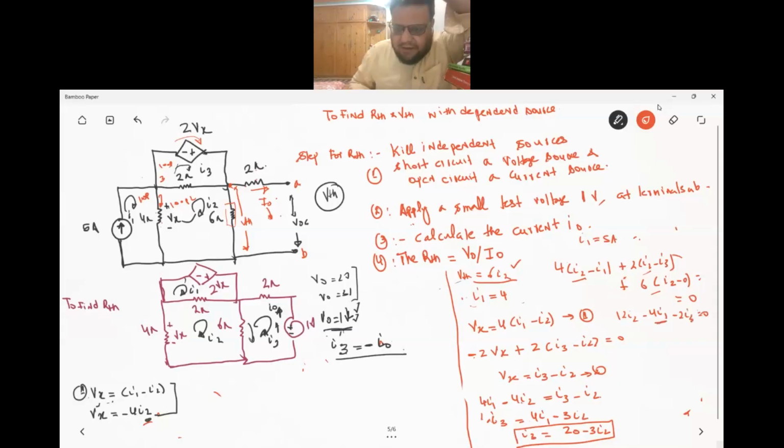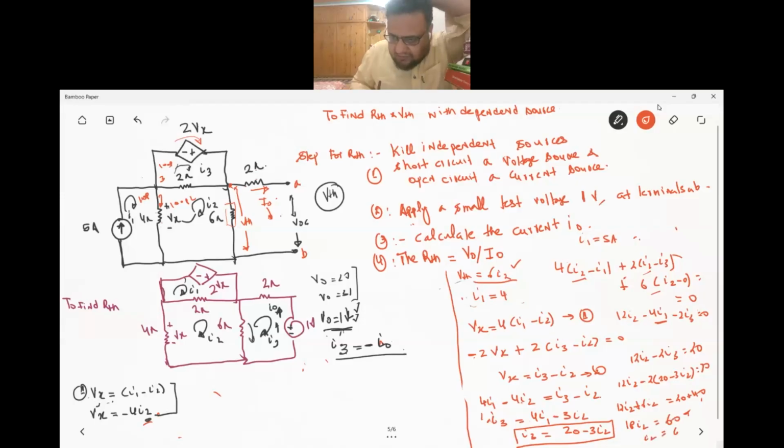I know this 4I1 is 20, as my I1 value is 5. I take that to the other side, that is 20. And now 12I2, the I3 value I just calculated, I'll substitute 20 minus 3I2, minus 2 times that, is equal to 20. So this is minus 40. So 12I2 minus 40 equals 20, and the 40 will go to that side, it will become 20 plus 40, 60, right? And this is minus 2 and minus 2 plus 6I2 gives 18I2 is equal to 60.